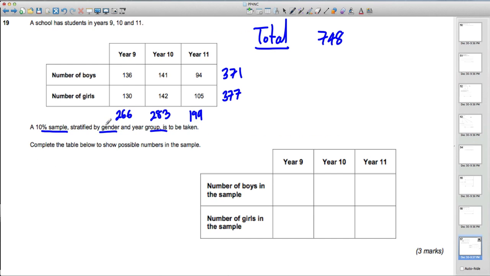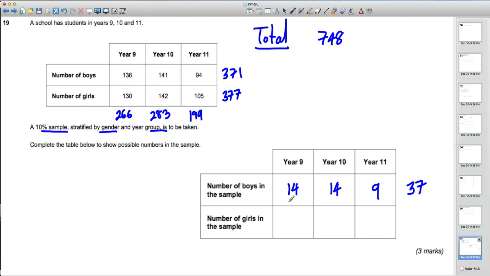Okay, next we want 10% of each group. Now 10% of that is going to be 13.6, so I'm going to round that up to 14. 10% of that is going to be 14.1, so I'm going to round that down to 14. 10% of that is going to be 9.4, which I'm going to round down to 9. And what would 10% of the number of boys be? It would be 37. Does this add up to 37? 14 plus 14 plus 9. It does add up to 37.